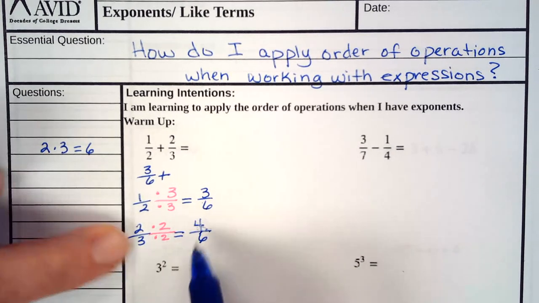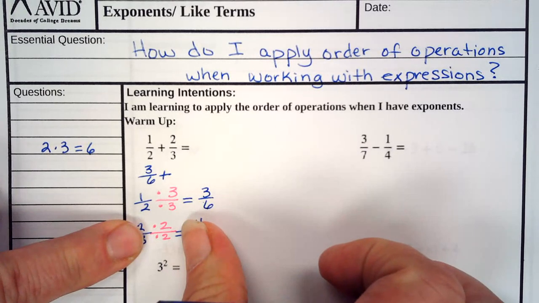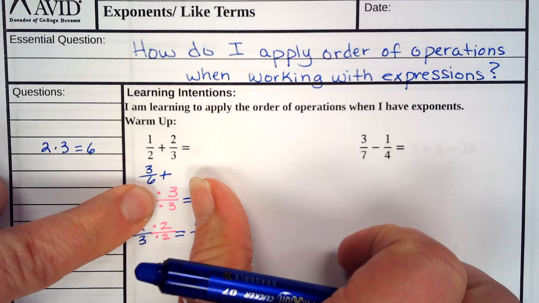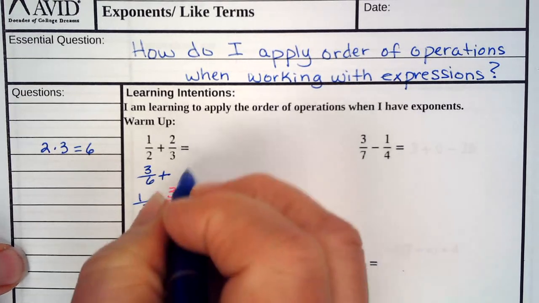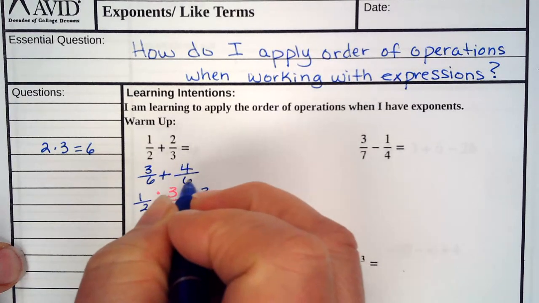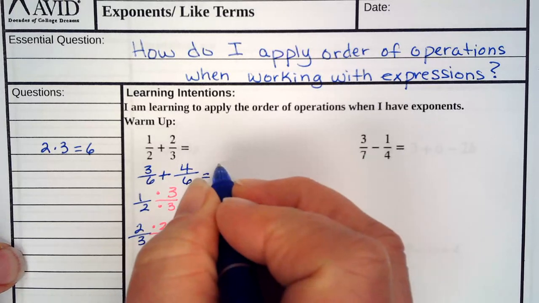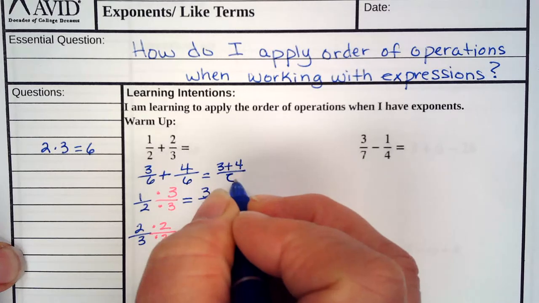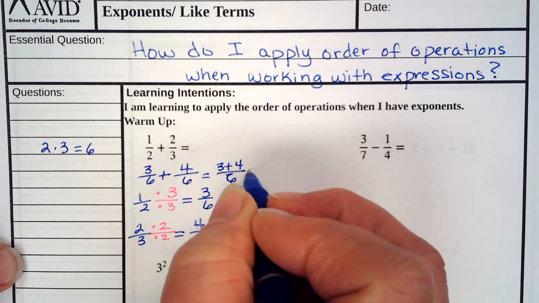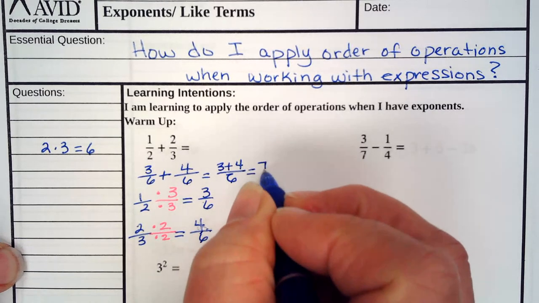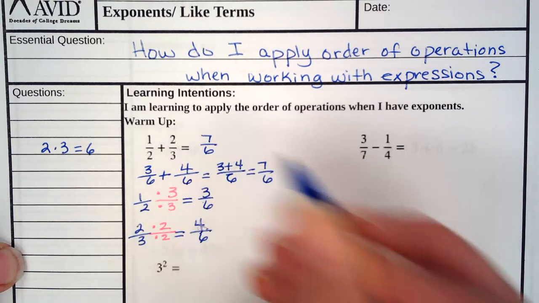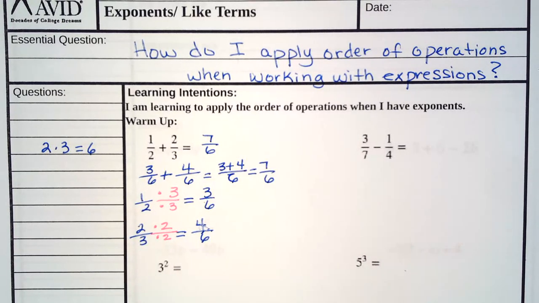Okay, I've multiplied by 1. That's why it works. Okay, you add the numerators and you keep your denominator. 3 plus 4 is 7. 7 over 6 is the correct answer. Any questions?